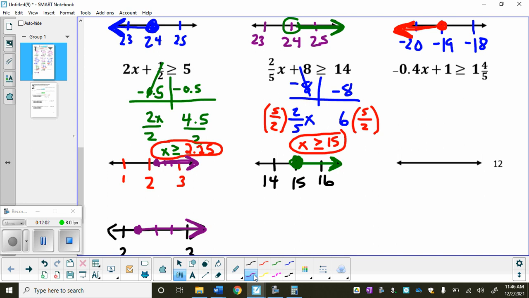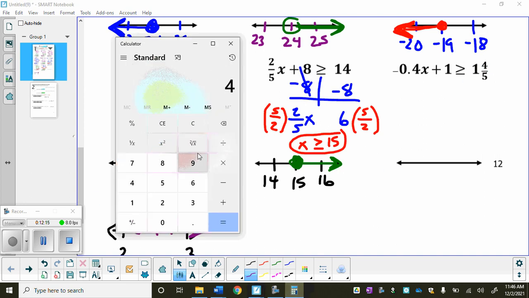Alrighty, we have one last one here. So we've got a negative coefficient that's a decimal. We have a positive constant, and over here we have a 1 4/5. I want to remind you guys that 4/5 is 0.8. So this is really a 1.8 over here.